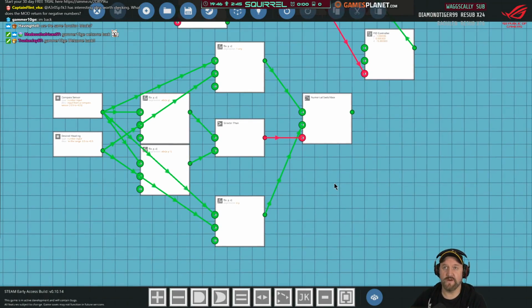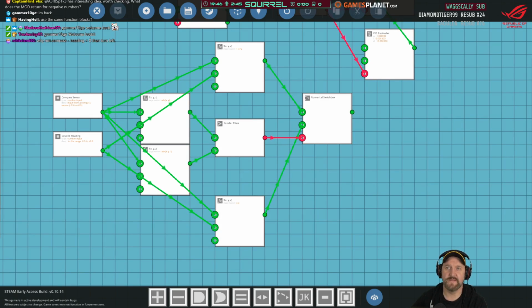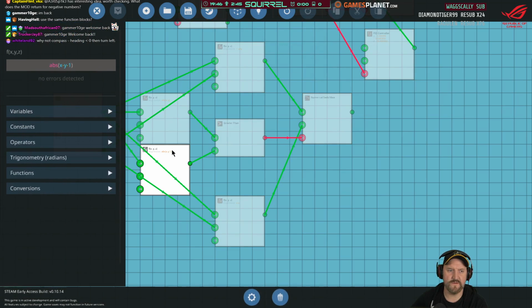Well, I don't know, because if you look at Captain Flint's original equation, which I've rewritten, rewrote his equation actually. What did he have on that one? Absolute of x minus y minus 1.